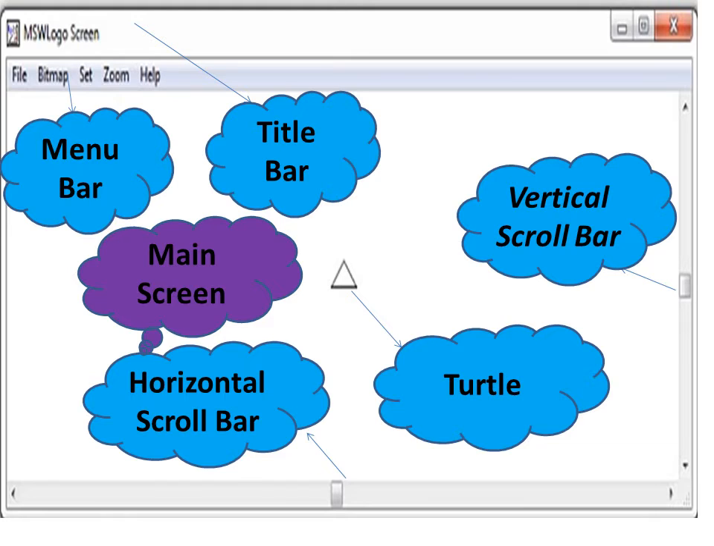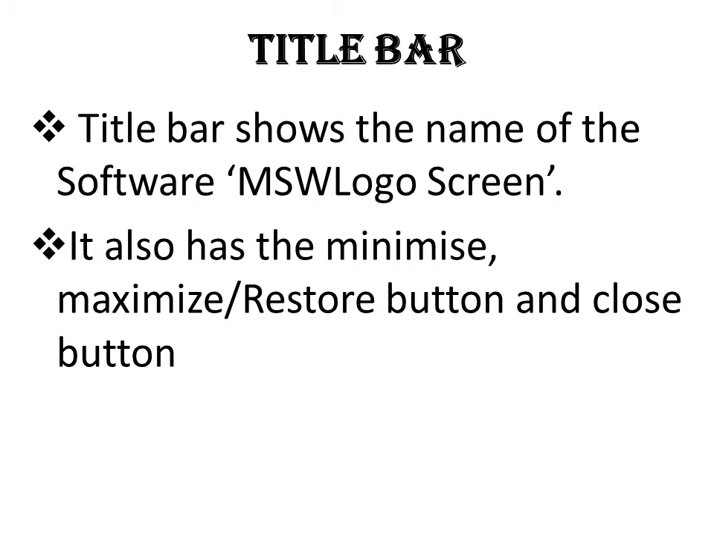In the middle of the screen you can see a triangle shaped picture. It is called the turtle. Using the turtle only we can move on the screen. Using some commands we can make the turtle move. And at the left corner you can see the vertical scroll bar. We can move the screen up and down.